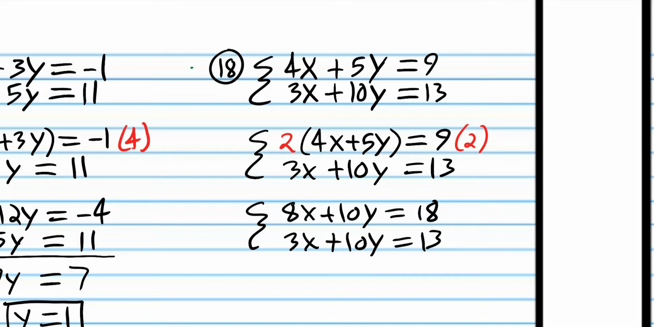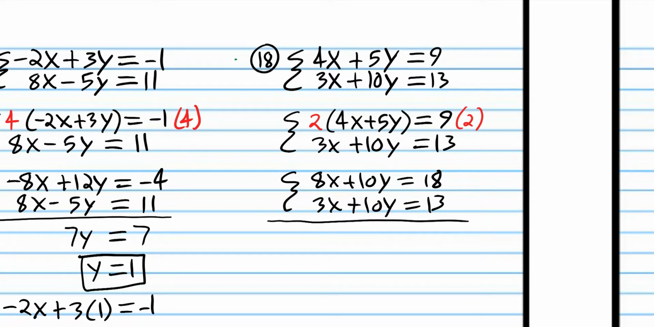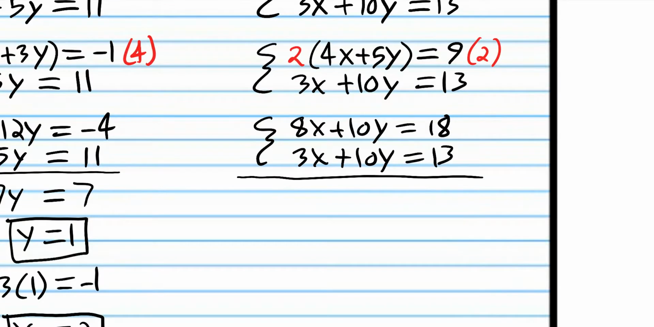And so now we don't have opposite signs. Now I could have multiplied both sides by negative 2, and then you would get opposite signs. That's another way to do it. So if you did it that way, that's fine. There's nothing wrong with that. But I'm just going to subtract these two equations.